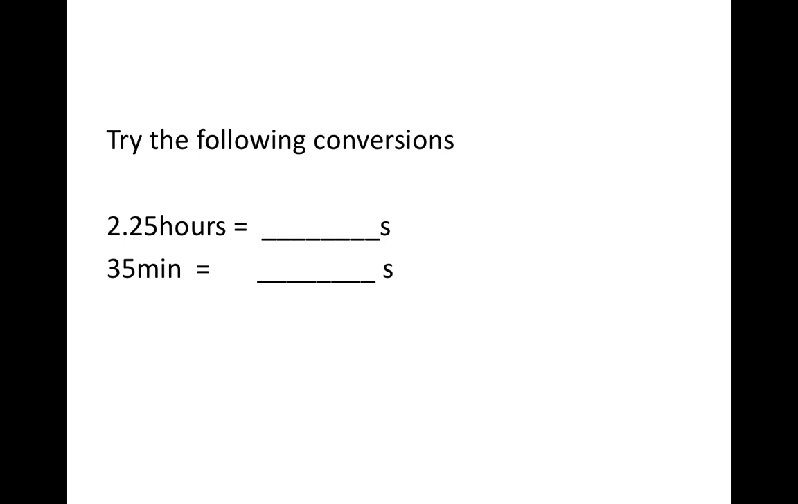Try the following conversions. Just pause the video and try this on your sheet, then check your answers when you're done. So here are the answers. 2.25 hours is 8,100 seconds, and 35 minutes is 2,100 seconds.